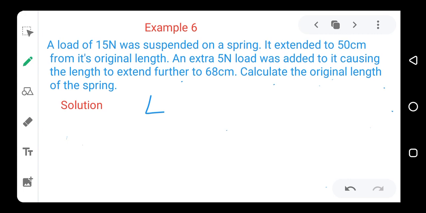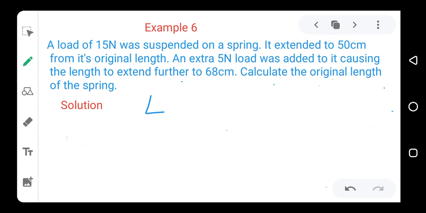Of course, we know that when we place a load on a spring, it will cause an extension or expansion of the spring, and when we remove it, it will bring about compression. Extension gives a positive value, while compression brings about a negative value.